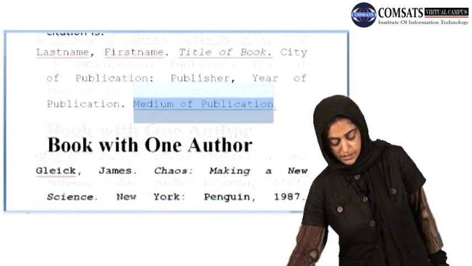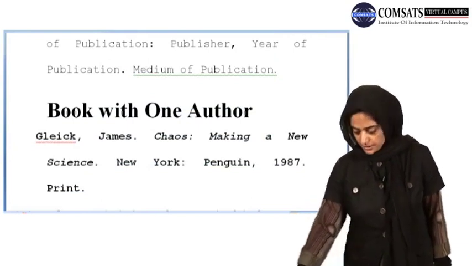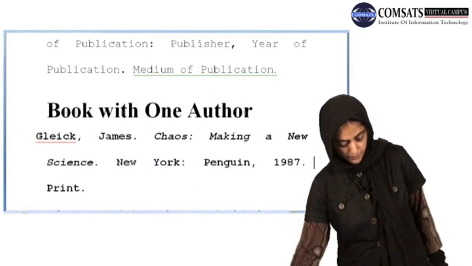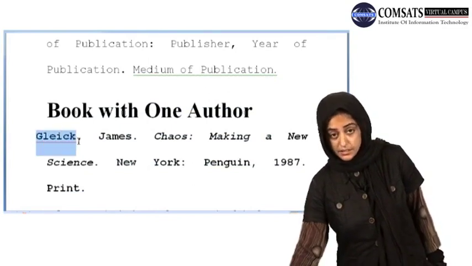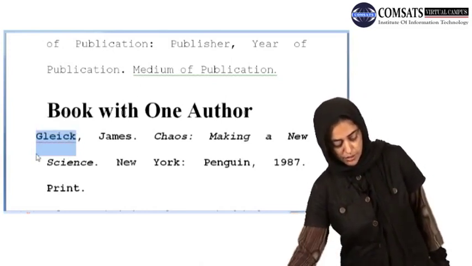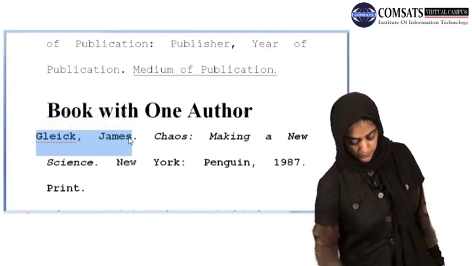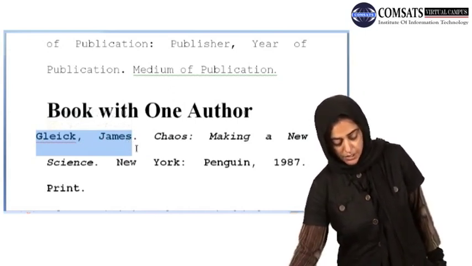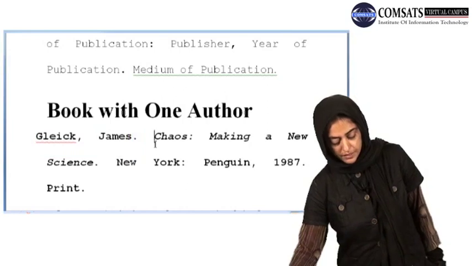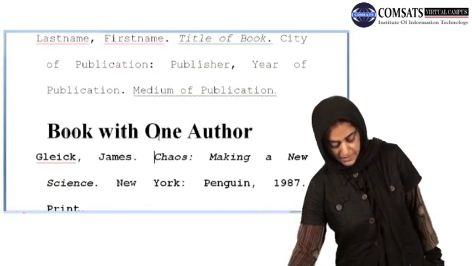Now let us see the detailed examples. Book with one author. In front of you, dear students, is an example. Gleick, James, Gleick comma James. This is the name of the author, and this is the last name, Gleick comma James. Then after it, dear students, there is a dot. Then comes, dear students, as per the recommendation, the title of the book. Kindly have a look.